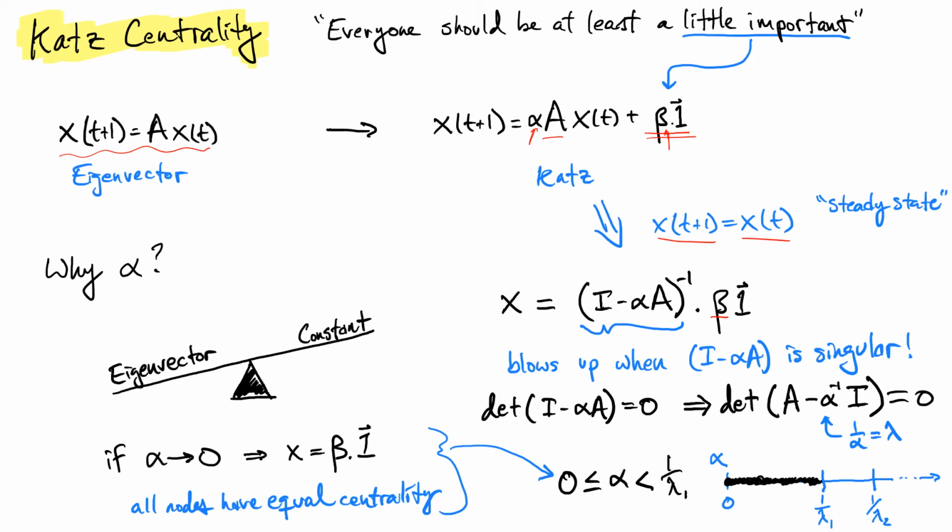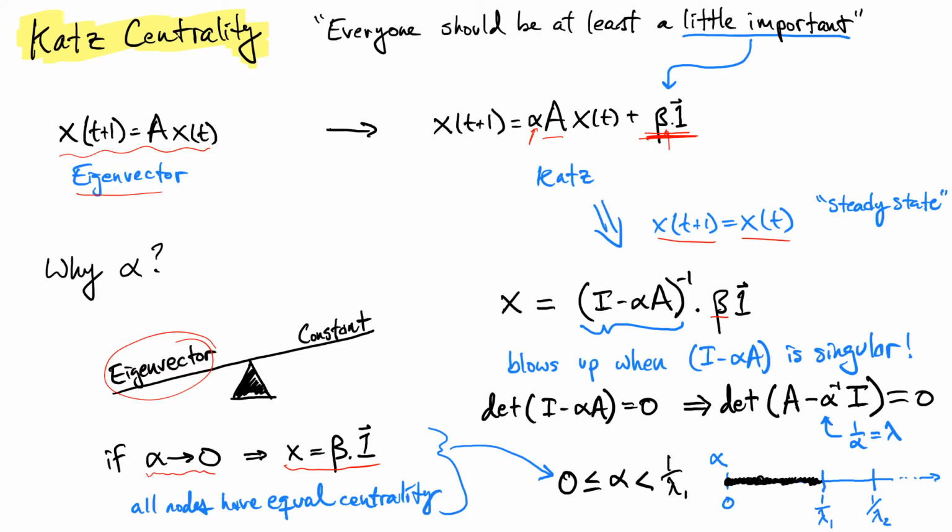And so that alpha is really the balance between how much we weight the eigenvector portion and how much we value the constant piece. Keeping in mind that if alpha is equal to 0, you just have constant centrality, or equal centrality, for everyone. And then as alpha increases, you lean a little more towards the eigenvector definition as alpha gets bigger.